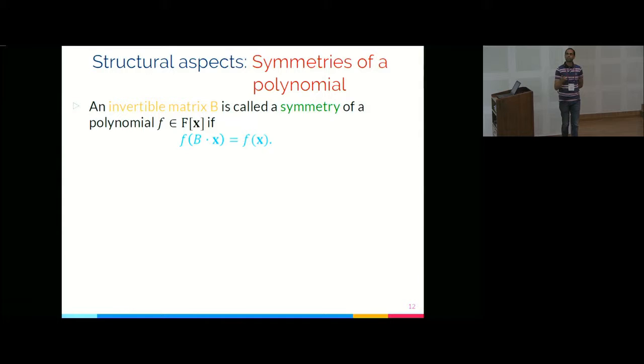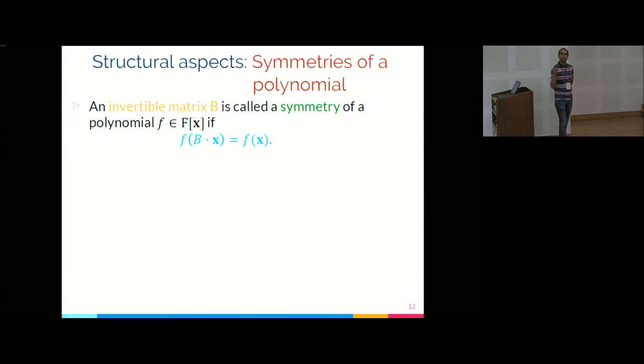So here is the first concept. This is called the symmetry of a polynomial. Suppose you have an n-variate polynomial f, and you treat your set of variables as a column vector and pick an invertible matrix B.